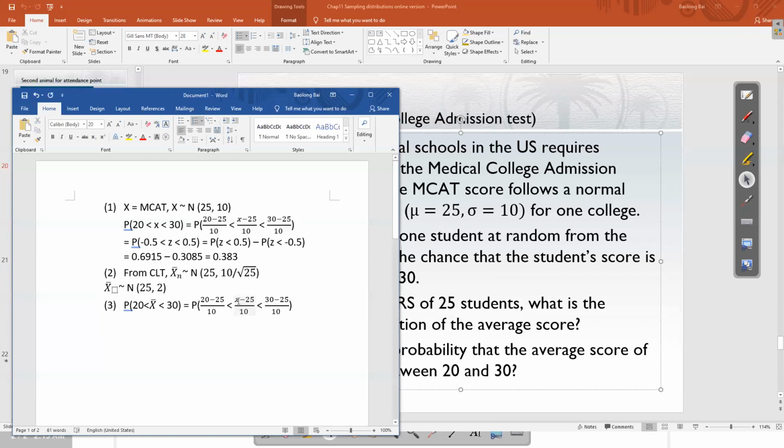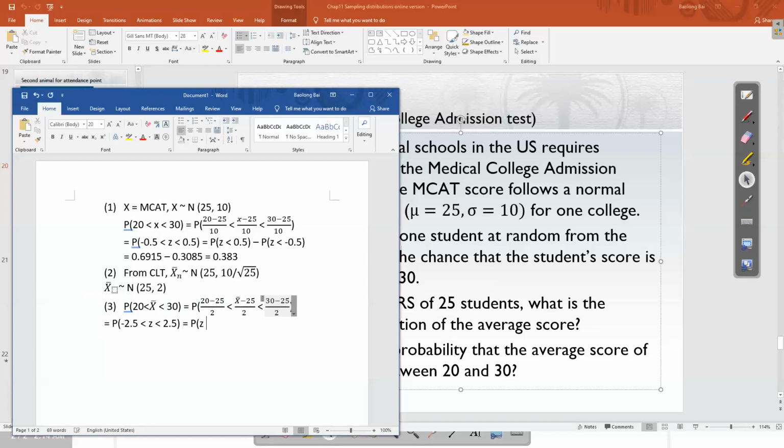So in the middle will be X bar minus 25 instead of just X, right? And on the left is 20 minus mu, 25. That's good. But sigma of X bar equals what? Sigma of X bar equals 2, not 10, right? So sigma will be equal to 2 for X bar. And then the rest is the same. So this will be standardized into a Z event. On the left is negative 2.5. And then the middle will become Z, right? And on the right-hand side is positive 2.5.